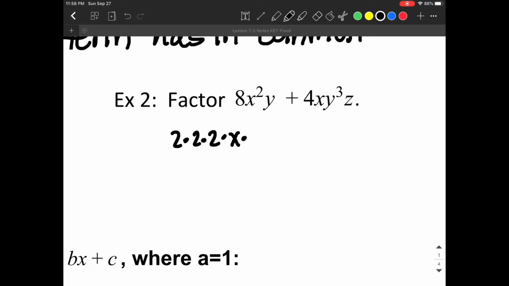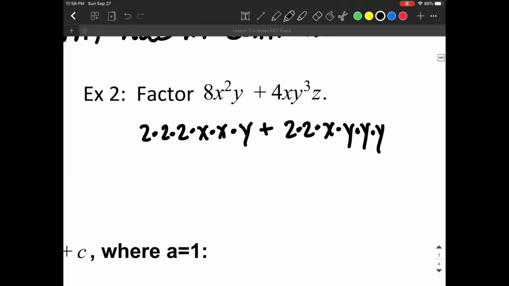I have 2 x's being multiplied together, 1 y. And then my second term, 4 breaks down into 2 times 2. I have 1 x. I have 3 y's. And I have 1 z.